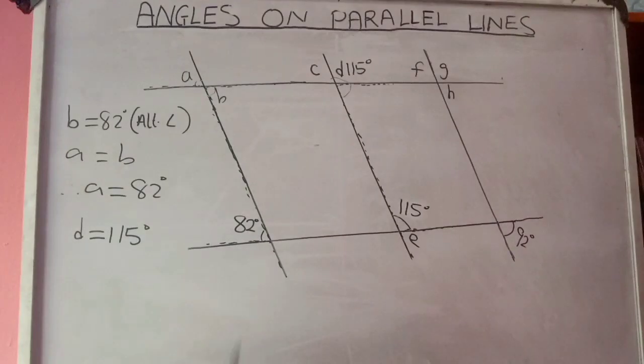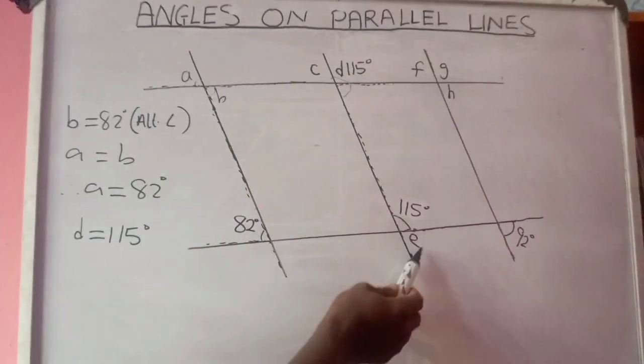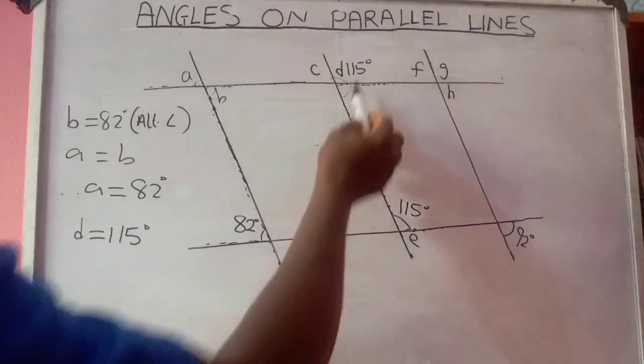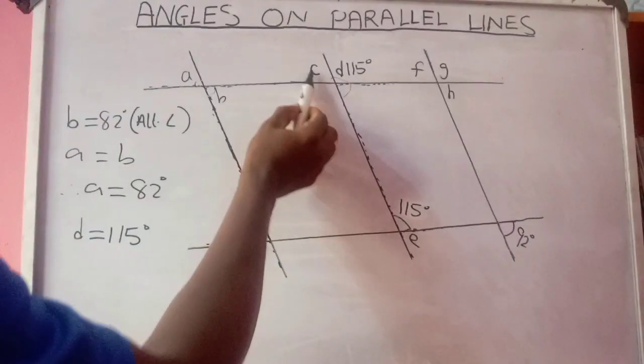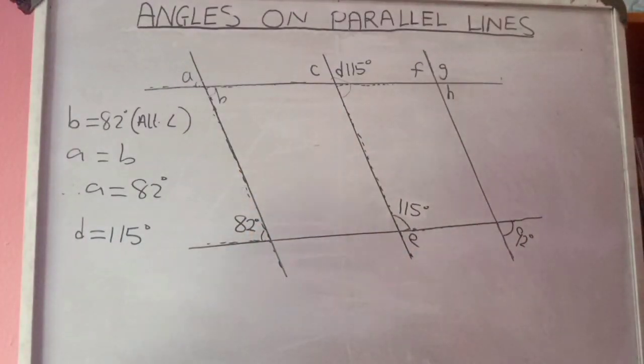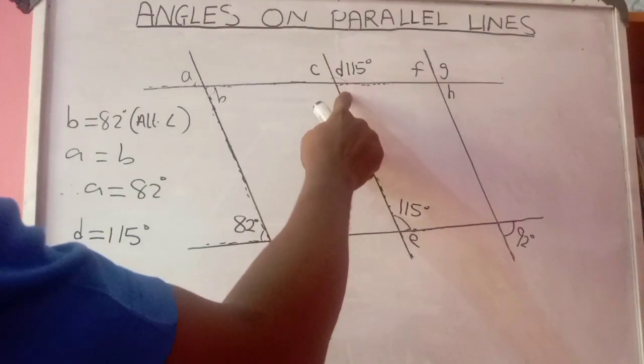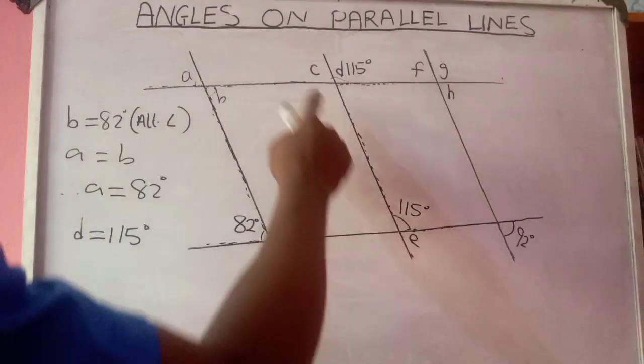Wonderful. So we've gotten this place to be 115 degree. So can we now get any one of these? How do we get it? Because we can't compare this to this, and even this one cannot be compared to this. Okay, so what we are going to do is use the aspect of angle on a straight line to get the value of either this one or this one.